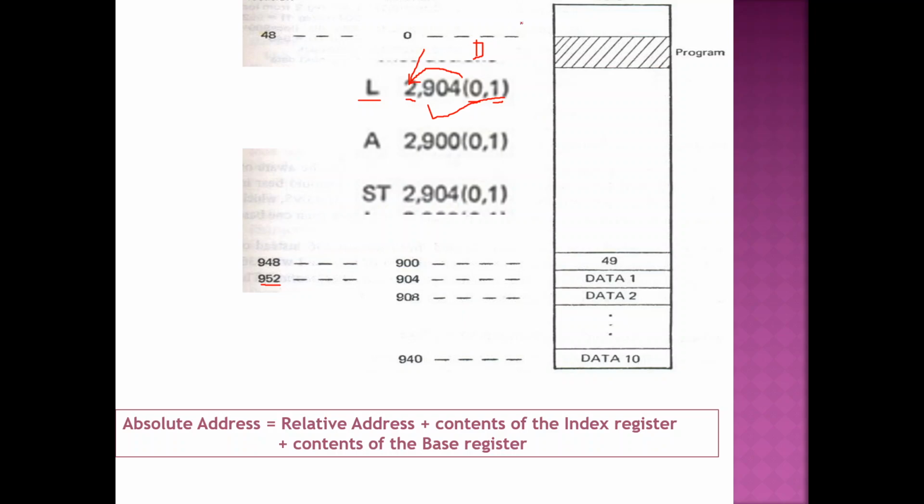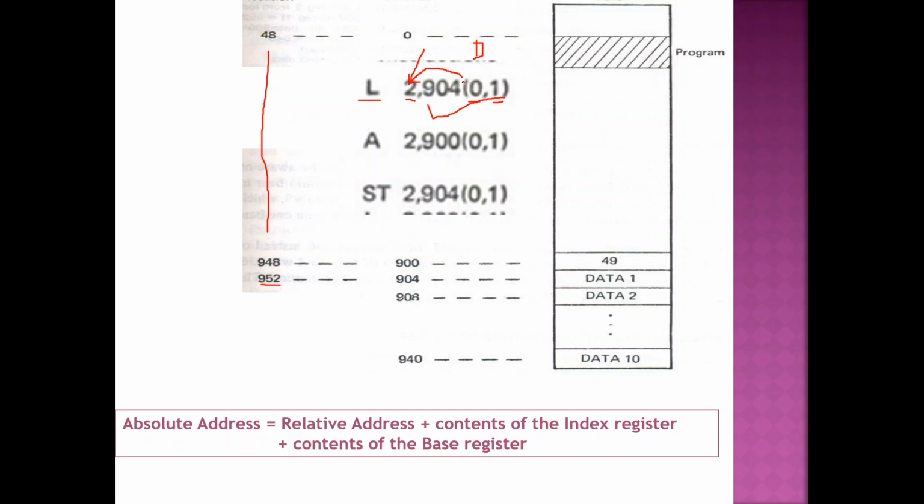So now we will see what the 0 and 1 do here. 0, I told you, is your index register, and its value also is 0. 1 is your base register, whose value is 48. Now there is a mantra you should remember: the formula to calculate your absolute address. How do I calculate my absolute address? Absolute address is equal to relative address plus contents of index register plus contents of base register. Simply, relative address plus index register plus base register.